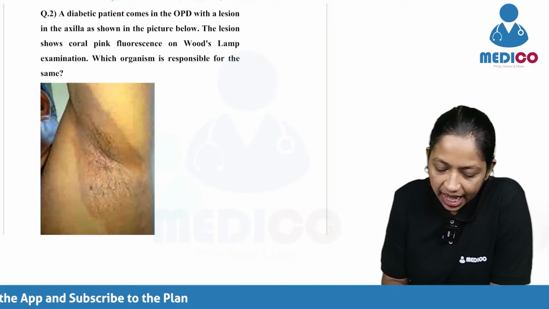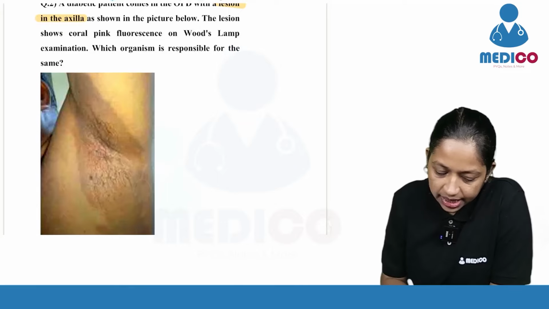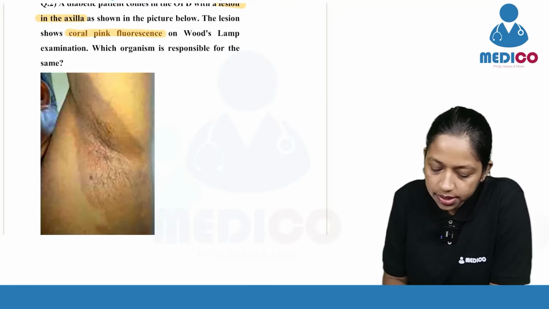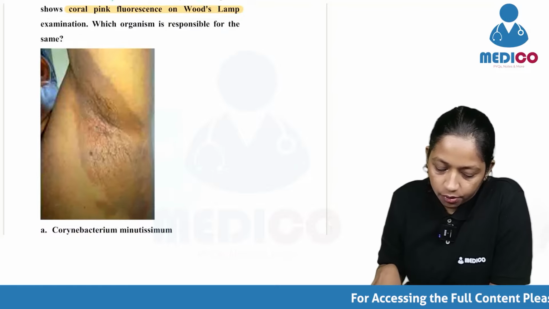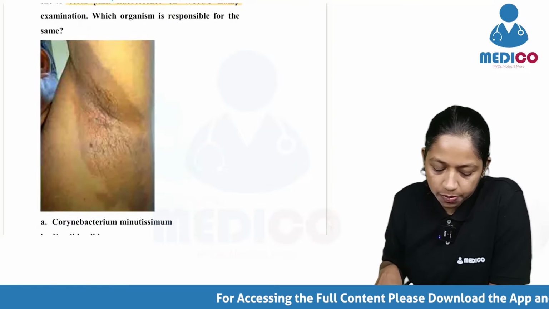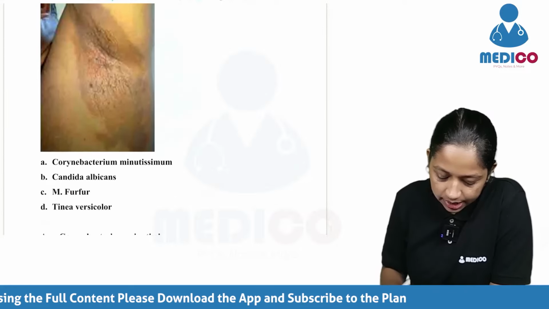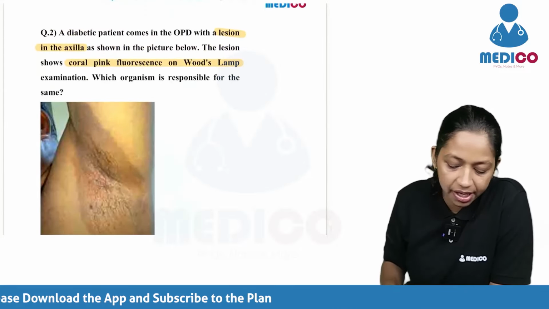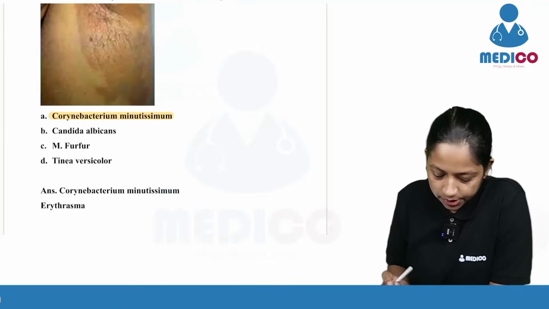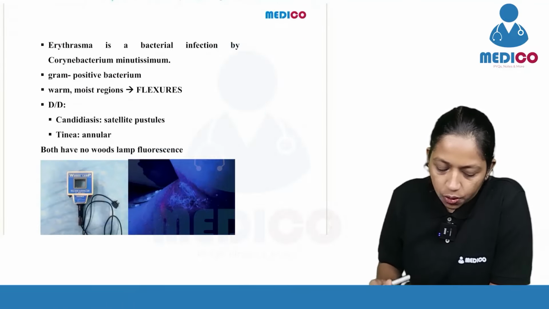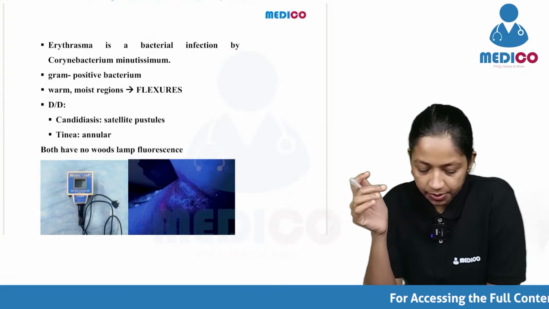So there is a lesion in the axilla that is shown in the picture, and the lesion shows coral pink fluorescence on wood slab. I think we almost have our answer now. Right. So which is the organism that is responsible for the same? So this is erythrasma, and erythrasma would show coral pink fluorescence on wood slab, and it is caused by Corynebacterium minutissimum. So Corynebacterium is again a bacteria, so that is causing erythrasma.